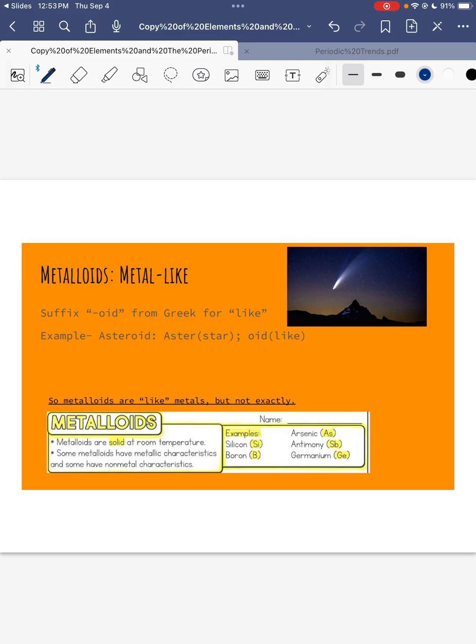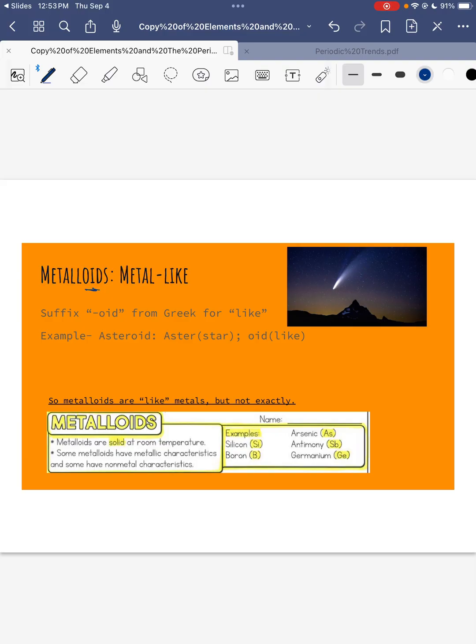Metalloids are metal-like substances. That suffix oid means similar to or like, but not exactly. So metalloids are like metals, but not quite. They are solid at room temperature. They have characteristics of both metals and nonmetals. So silicon, boron, arsenic, antimony, germanium are all examples of metalloids.